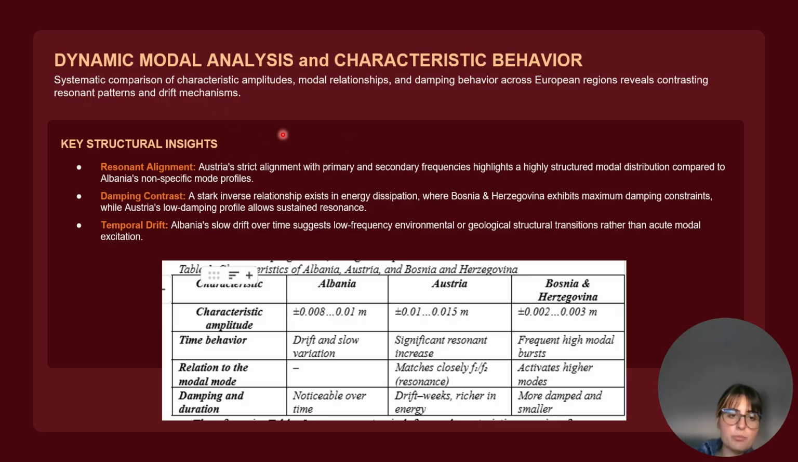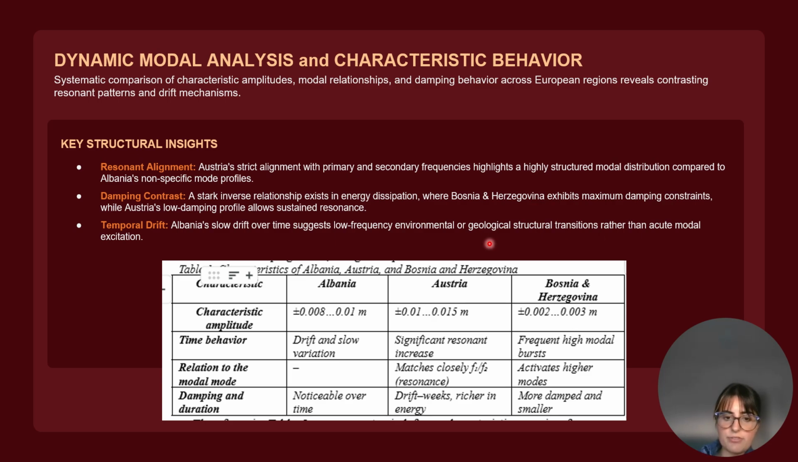So here we will be talking about dynamic model analysis and characteristic behavior. We are doing a systematic comparison of characteristics between three countries, Albania, Austria, and Bosnia and Herzegovina. The characteristics that we are analyzing are the time behavior, characteristic amplitude, relation to the model mode, and damping and duration. Regarding the characteristic amplitude, Austria is the leading country, followed by Albania and Bosnia.